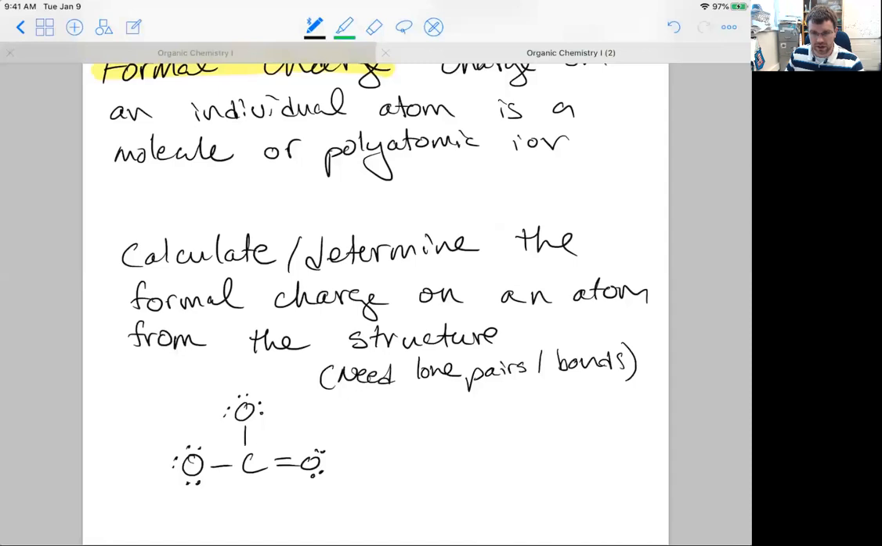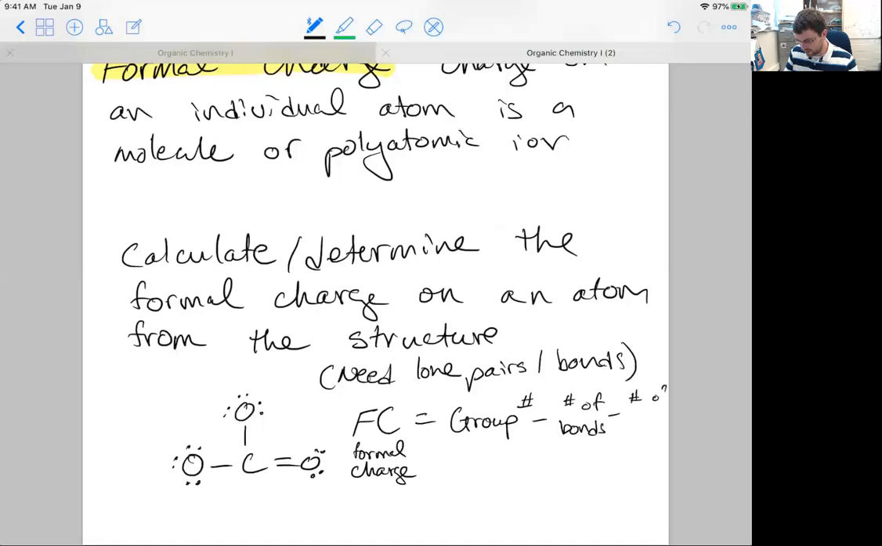The calculation is a very important equation that we should know, and that is that Fc, or formal charge, equals the group number minus the number of bonds minus the number of non-bonding electrons. Group number minus the number of bonds minus the number of non-bonding electrons.